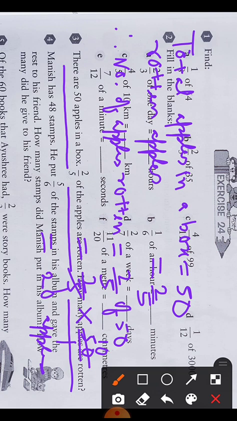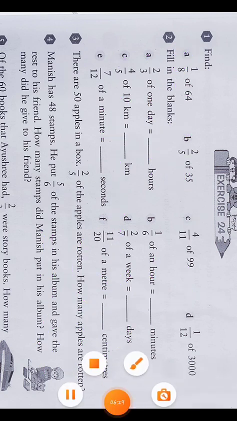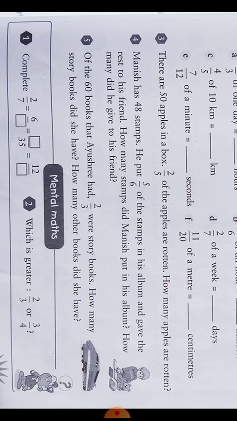Okay, you will write this one. Then let us see another question. Another question is question number 5. You try to do question number 4. Of the 60 books that Ayushri had, 2 by 3 were story books. How many story books did she have? How many other books did she have? We have to find two things. First of all, we have to find how many story books did she have out of 60, then how many other books she had. So let us find out.